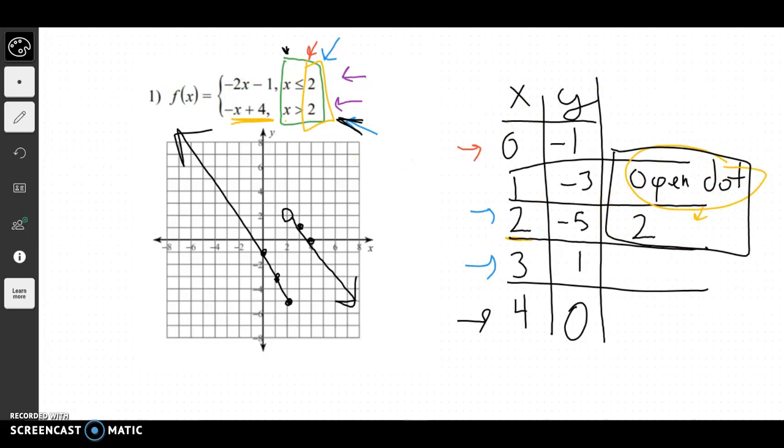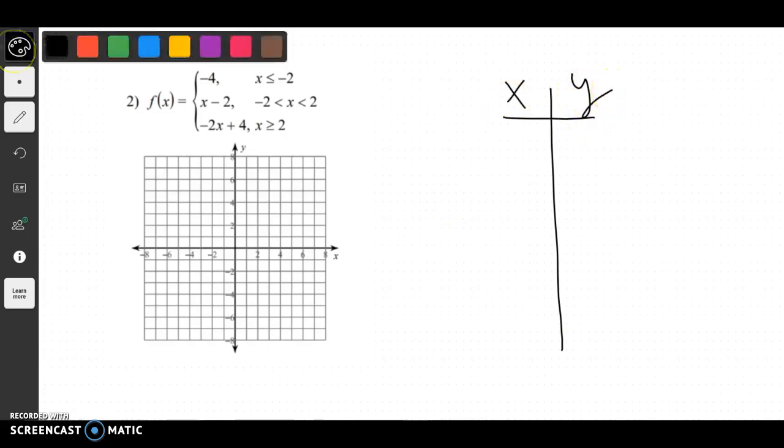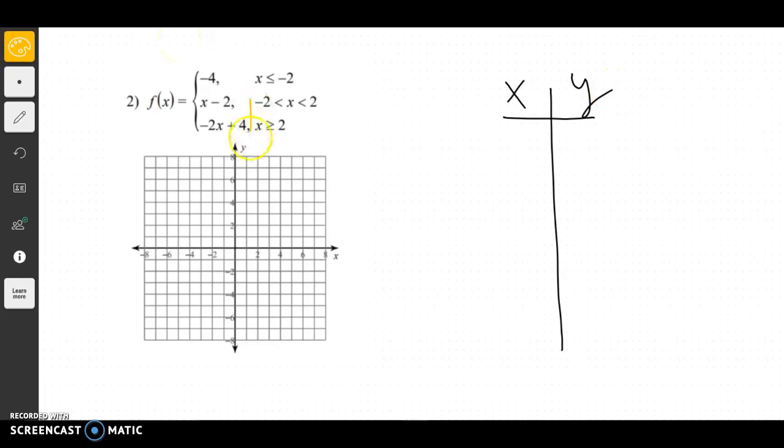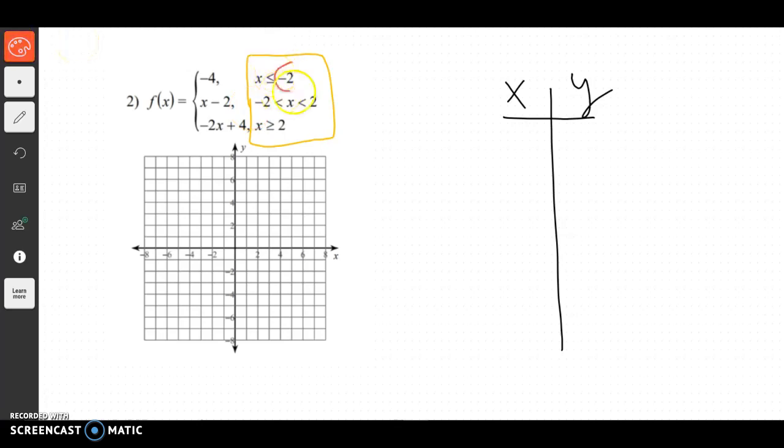I'm going to do one more example of this. Again, for this function, I also want to start out by making an XY chart. This one's going to be a little bit bigger since it's got 3 graphs, so it has multiple breaking points. When you look at where it kind of transitions, the numbers it transitions at is -2 and +2. So we're going to make sure those things are included. So I want -2 and +2.